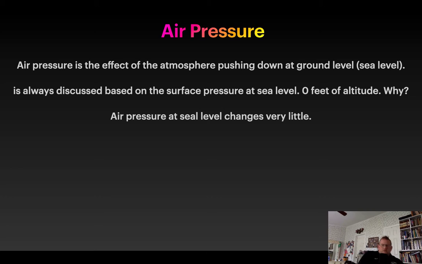So basically, what is air pressure? Okay, we've talked about this a little bit just in passing. But really, what it boils down to is that air pressure is the effect of the atmosphere pushing down at ground level, at sea level. It's always discussed based on surface pressure at sea level, 0 feet altitude. Now here in Cabarrus County, we're about 900 feet above sea level. So that affects our air pressure a little bit because we're a little higher up.